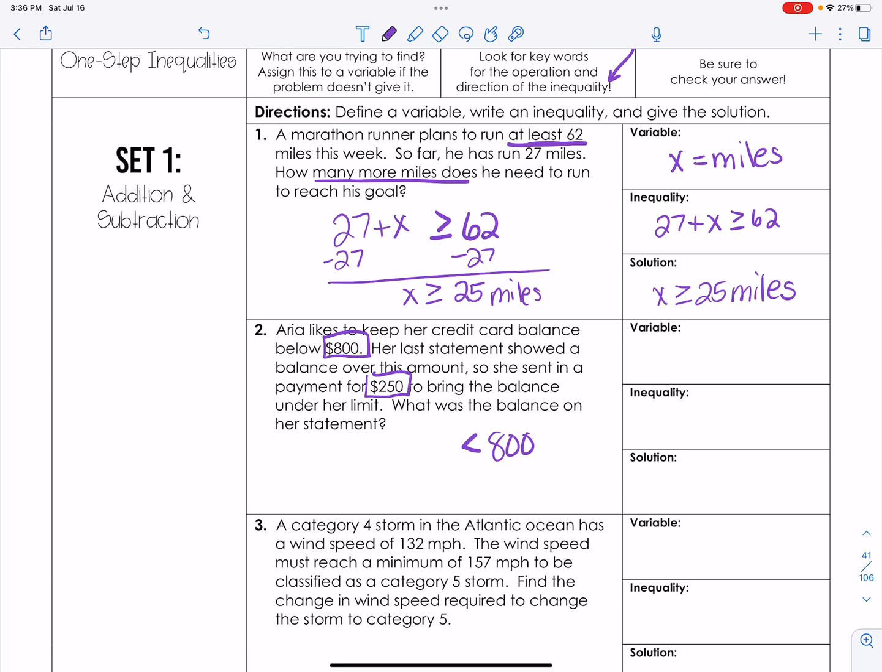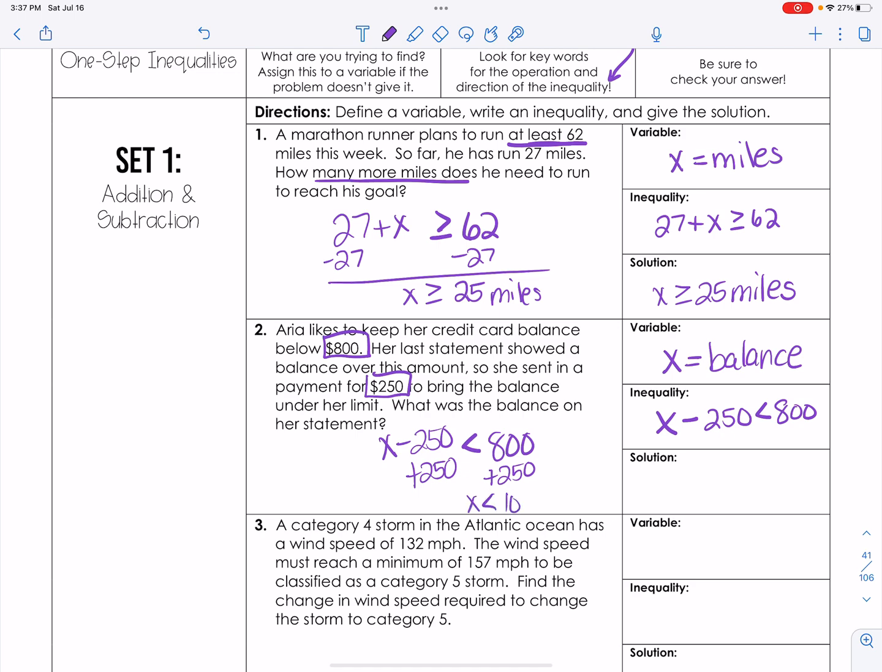Okay, so we're going to say X is her balance. She had a balance, and then she made a payment of $250, and she would like that to be less than 800, right? So I'm going to do the opposite operation, and I'm going to add $250. And so my balance has to be less than $1050 for this to be true. Okay?